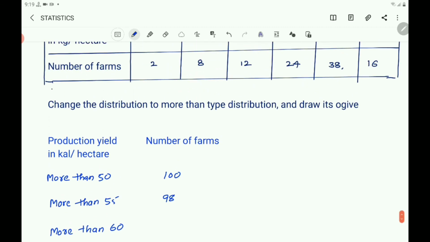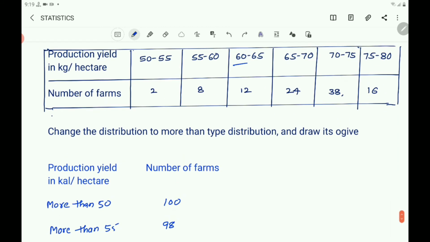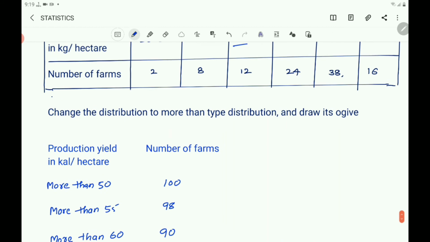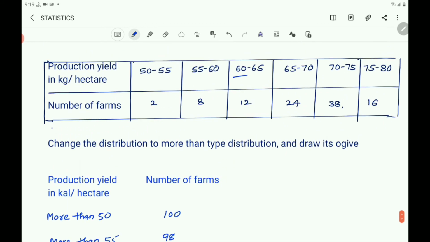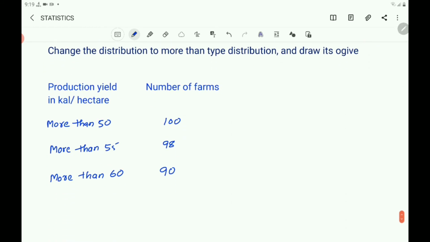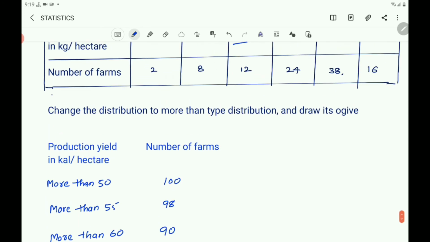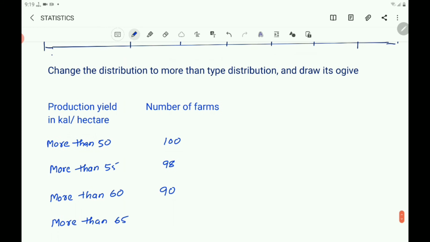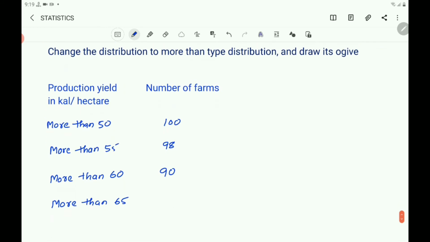We have to subtract this 8 from 90, so you will get 90. Then more than 65. More than 65 means we have to subtract 12 from 90. 12 minus 90 is 78.